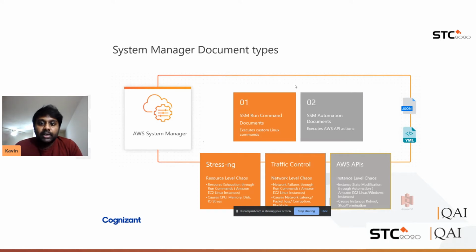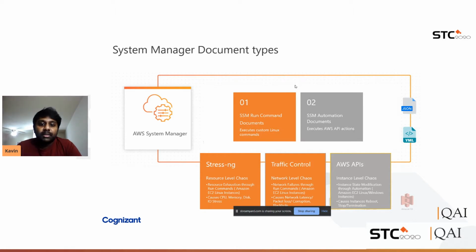So coming to the document types, there are two types of documents. One is the Run Command documents, and the second one is the Automation documents. The Run Command documents allow us to execute Linux commands, whereas the Automation documents allow us to execute AWS API actions.